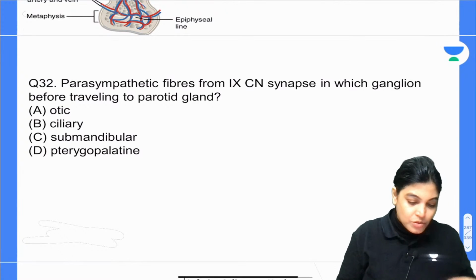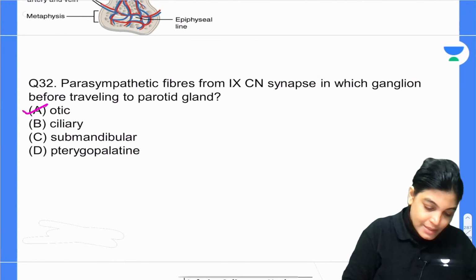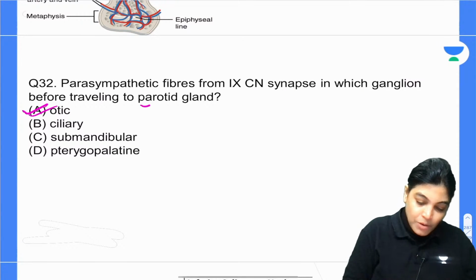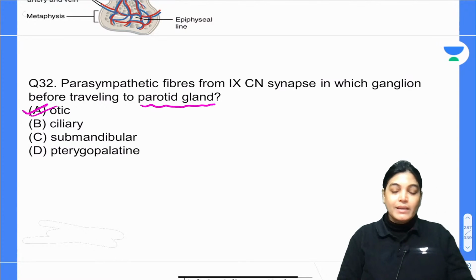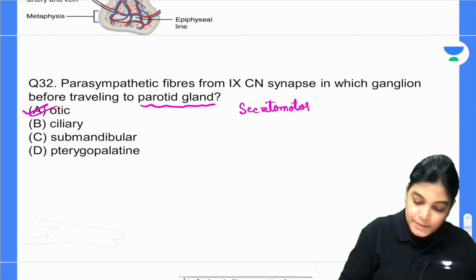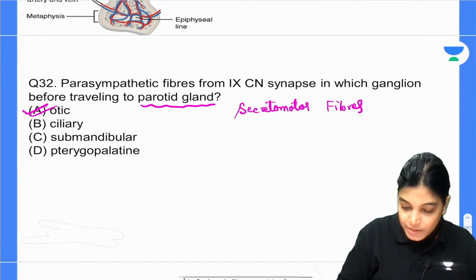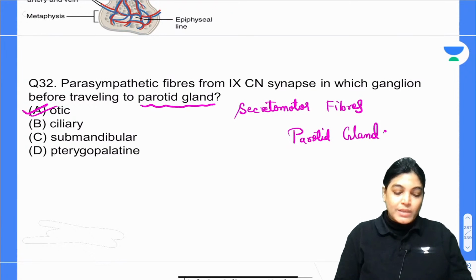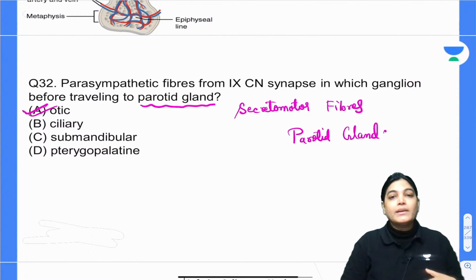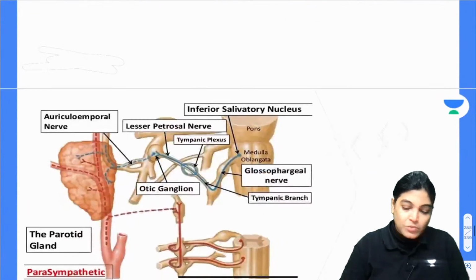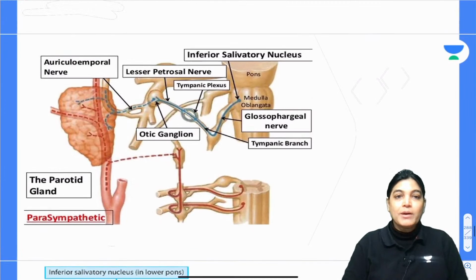Don't worry. For question number 32, the correct answer is otic ganglion. If we talk about the parasympathetic innervation of the parotid gland, it carries secretomotor fibers to the parotid gland. These fibers traverse along the otic ganglion and give innervation to the parotid gland. Let me explain this via a diagram and a flow chart.